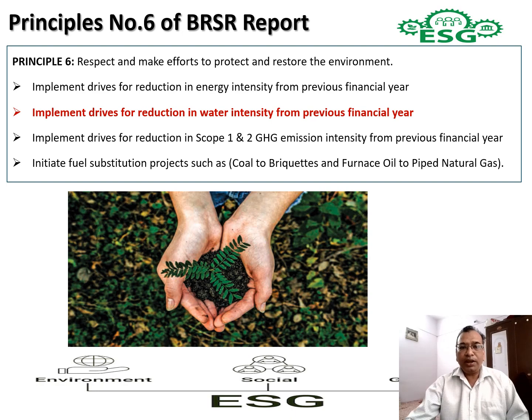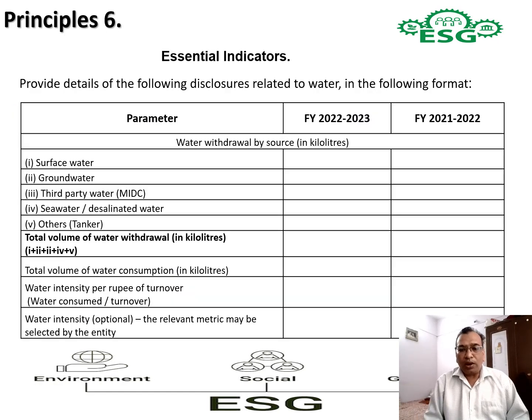Now we are going to see how to reduce the water intensity. Under this principle number 6, under the essential indicator, it is expected that the industry has to provide details of the following disclosures related to water in the following format.